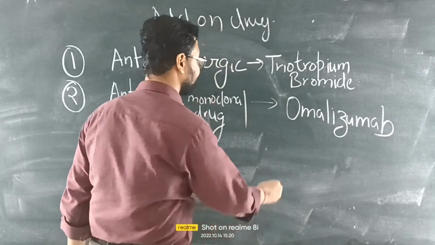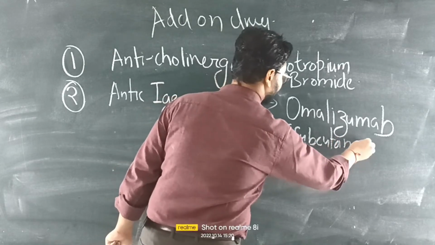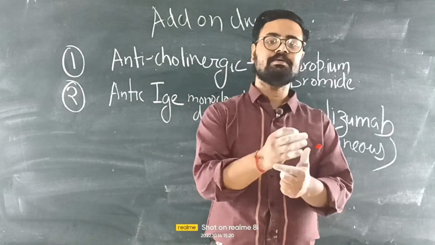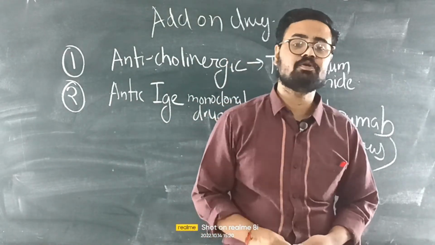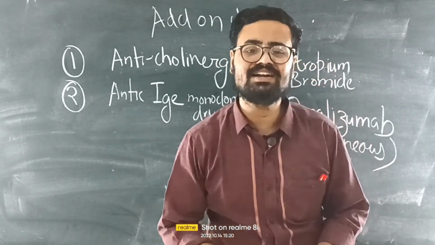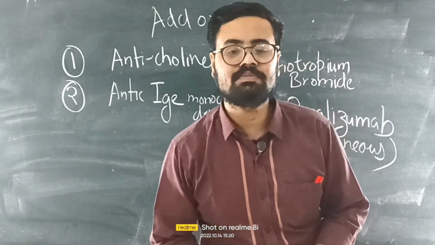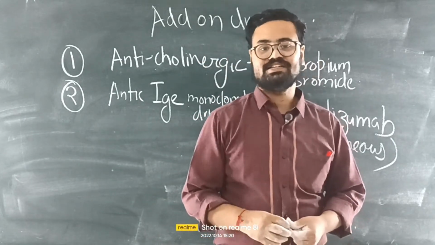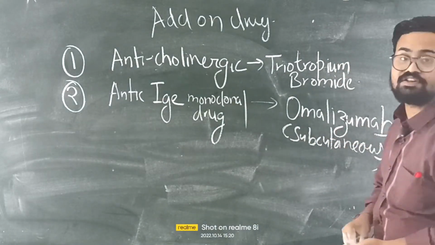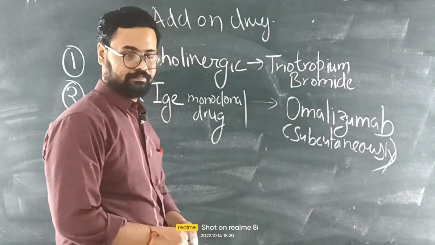And this omalizumab will be provided subcutaneously. What is the mechanism of action of this omalizumab? This omalizumab will inhibit the IgE production. And why is IgE produced? IgE is produced by the induction of interleukin 4 and 13, and interleukin 4 and interleukin 13 induce the plasma cell to produce IgE, and this IgE will be blocked by omalizumab, which is given subcutaneously.